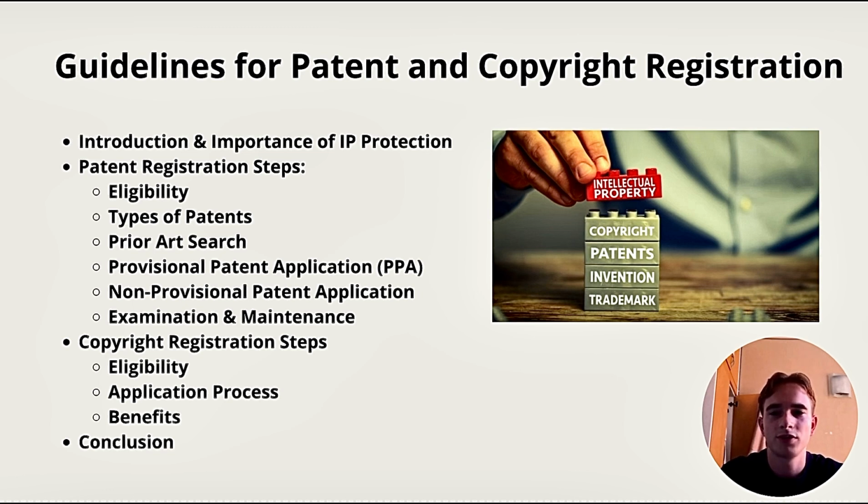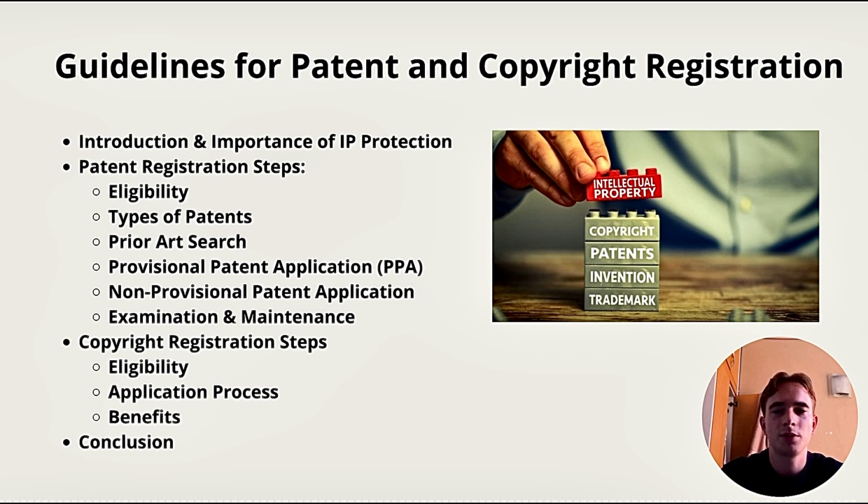Step number 2, types of patents. There are 3 types of patents: utility patents for new and useful inventions, design patents for original and ornamental designs, and plant patents for new varieties of plants. Step number 3, prior art search. This involves checking existing patents and publications to ensure your invention is unique and hasn't been patented before.